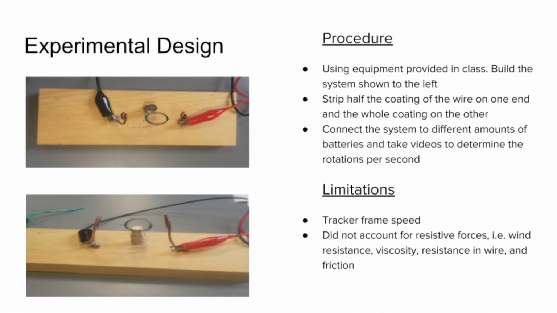Some limitations we faced during the experiment were the frame speed of Tracker from our recorded data, because the coil spun very fast, and the fact that we didn't account for any resistive forces, allowing us to assume that V is directly proportional to I.